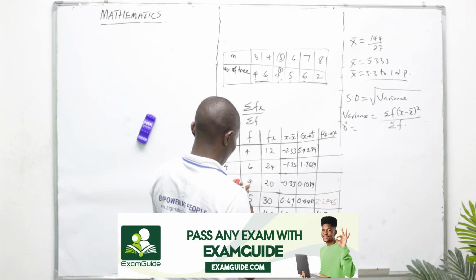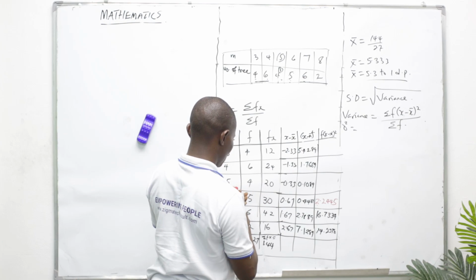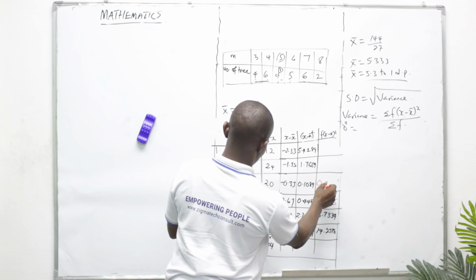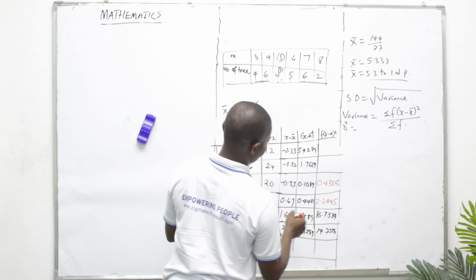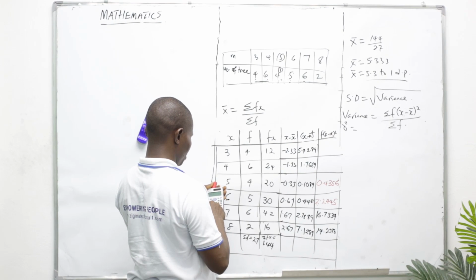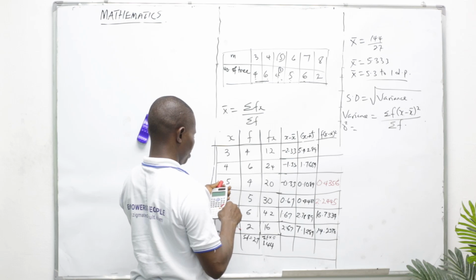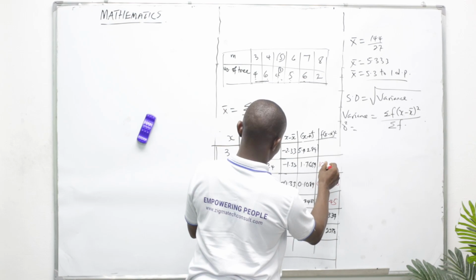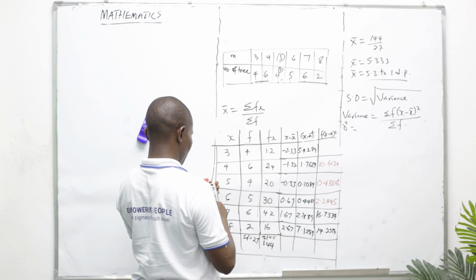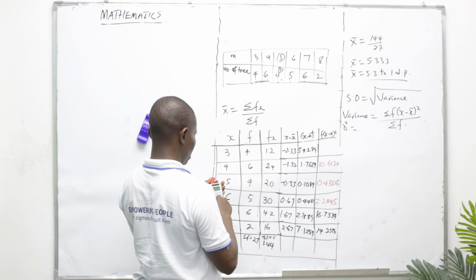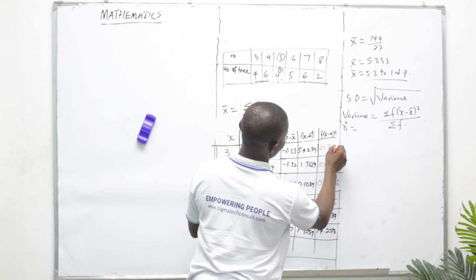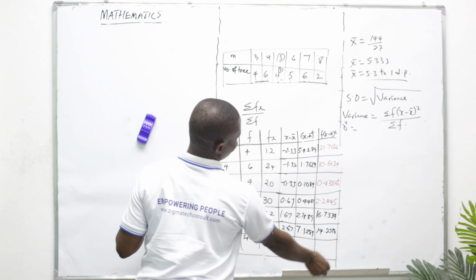Okay, 4 multiplied by 0.1089 gives 0.4356, then 6 multiplied by 1.7689 gives 10.6134, 4 multiplied by 5.4289 gives 21.7156. So we'll have to get the summation because of the nature of our formula.